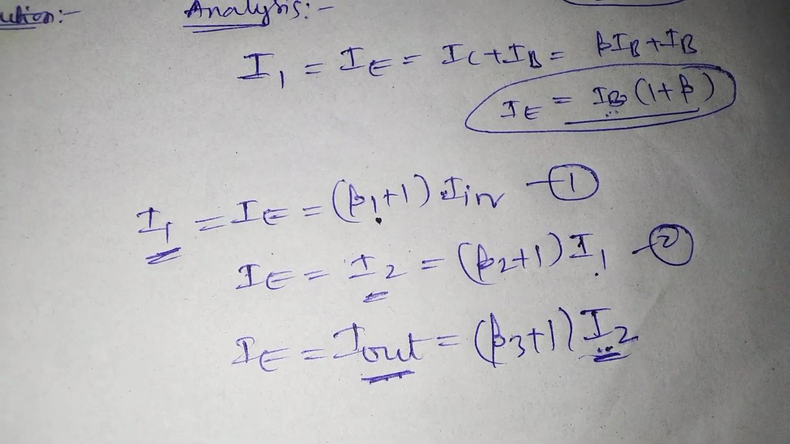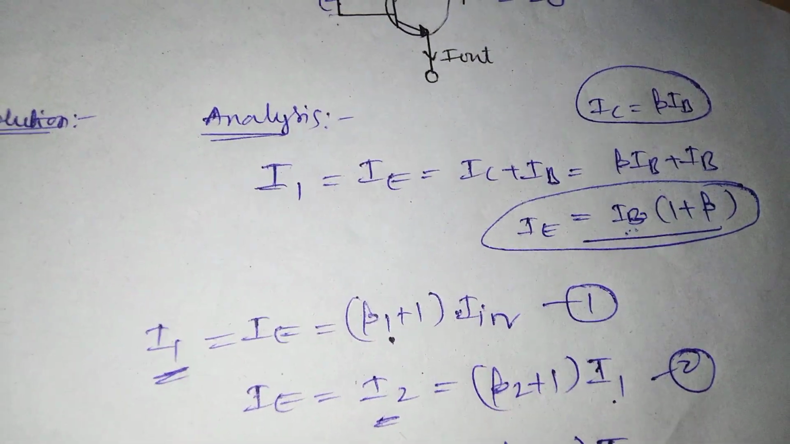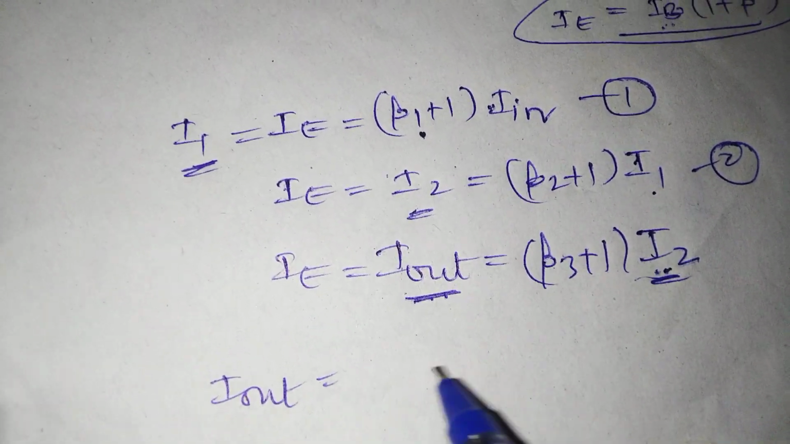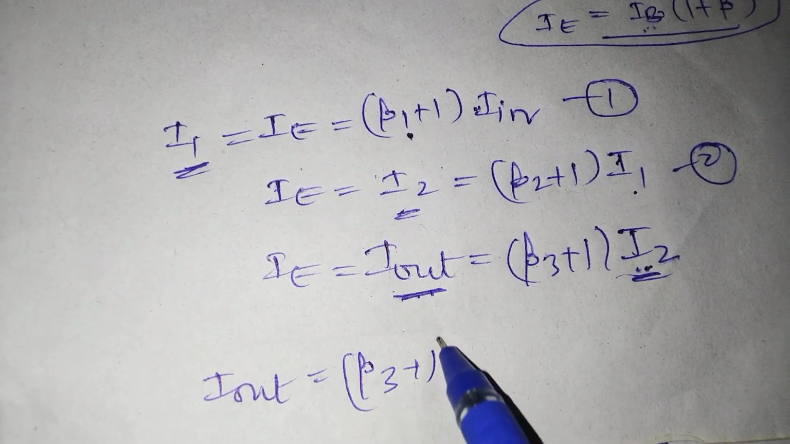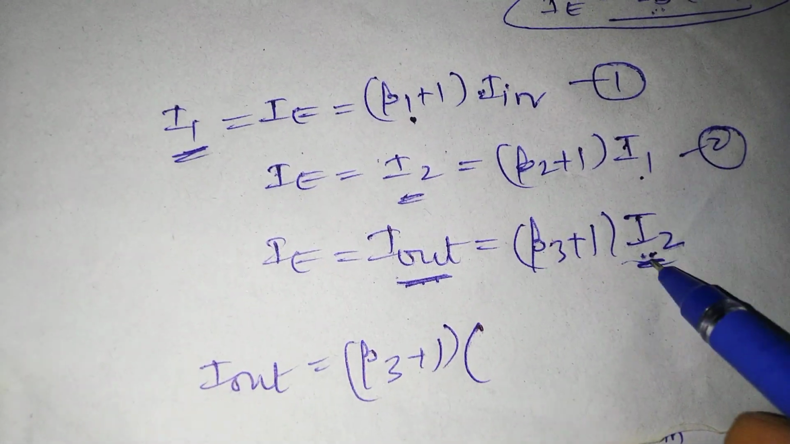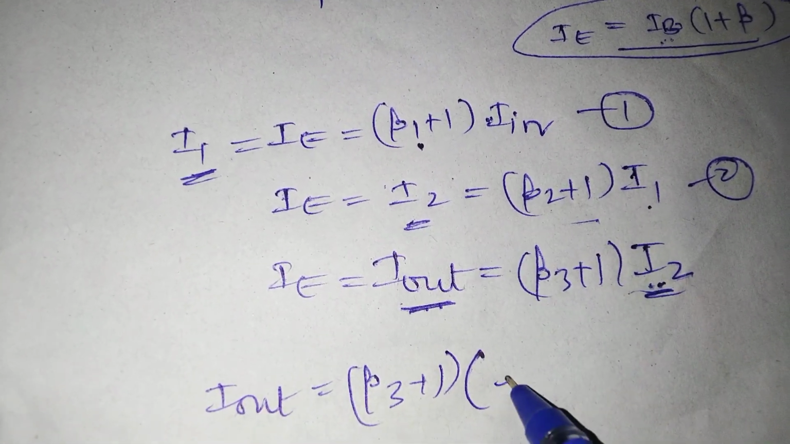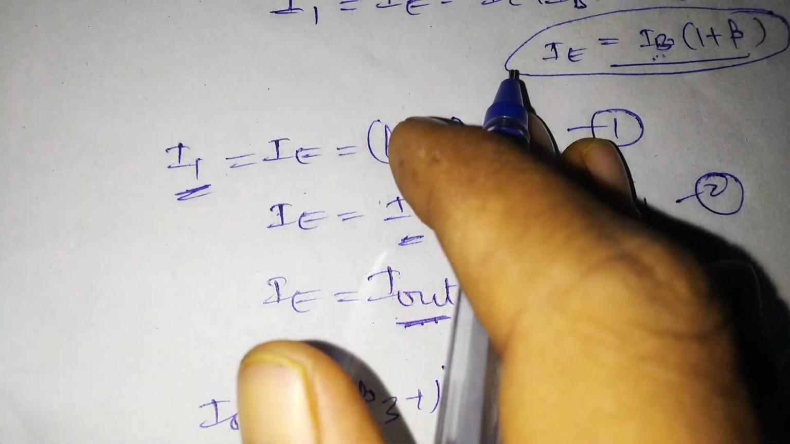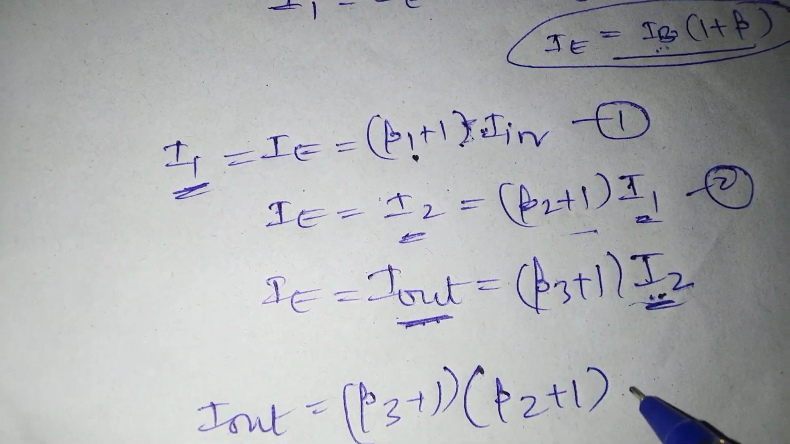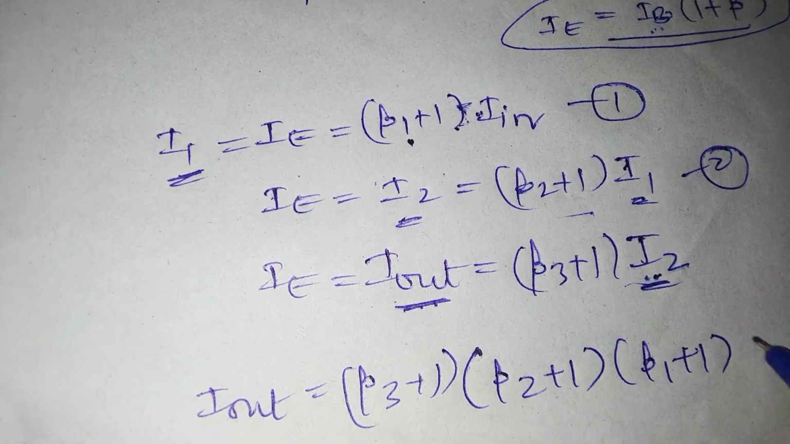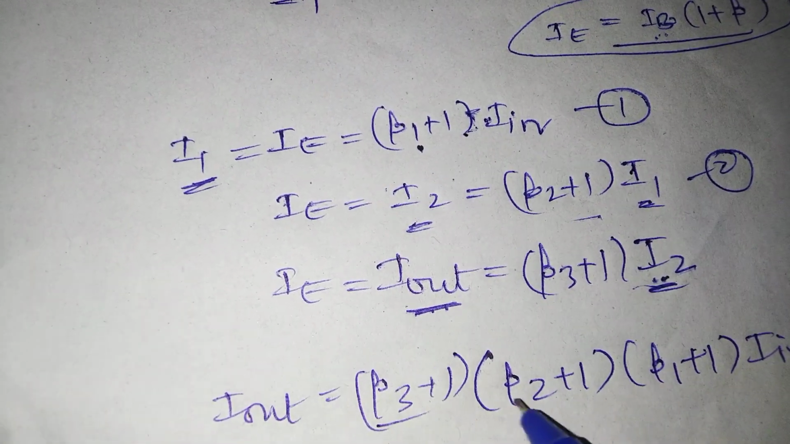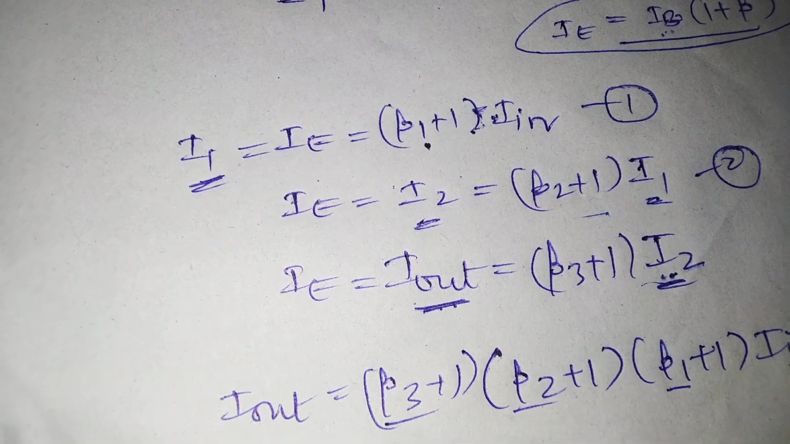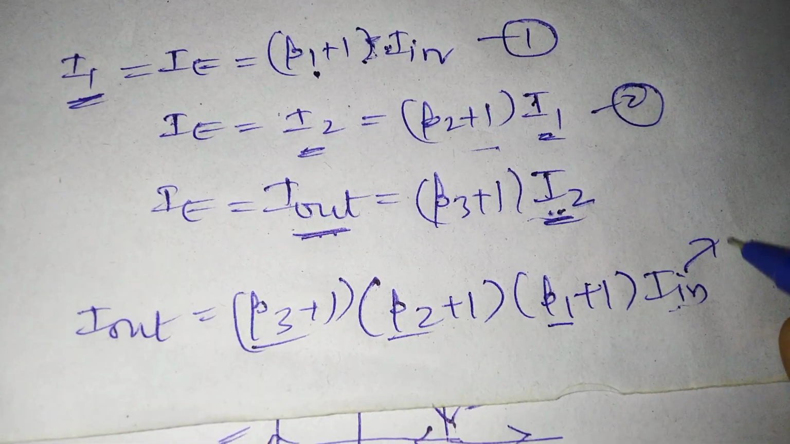They have already given some values. For the I out calculation, (beta 3 plus 1), where I2 is nothing but (beta 2 plus 1) I1. And for I1 we know that I1 is (beta 1 plus 1) I in. We know beta 3, beta 2, beta 1, the gains of the three transistors. We already have the input current, which is 10 microamps.